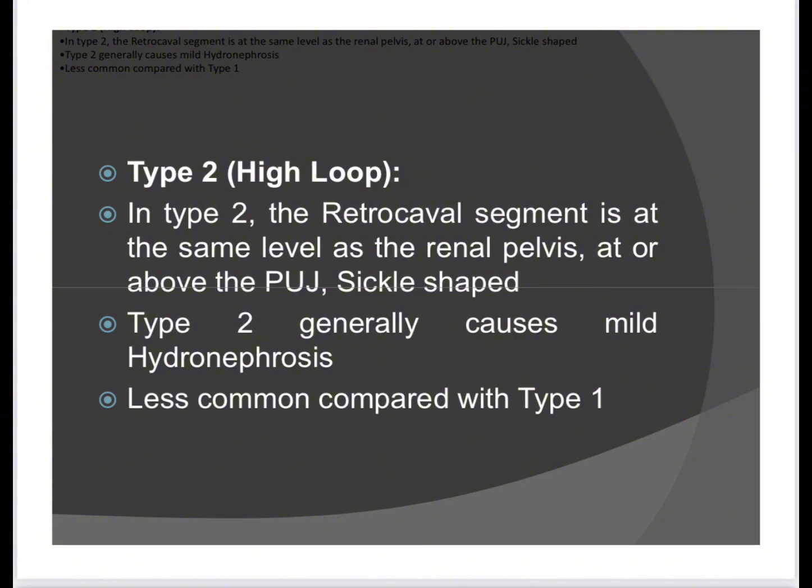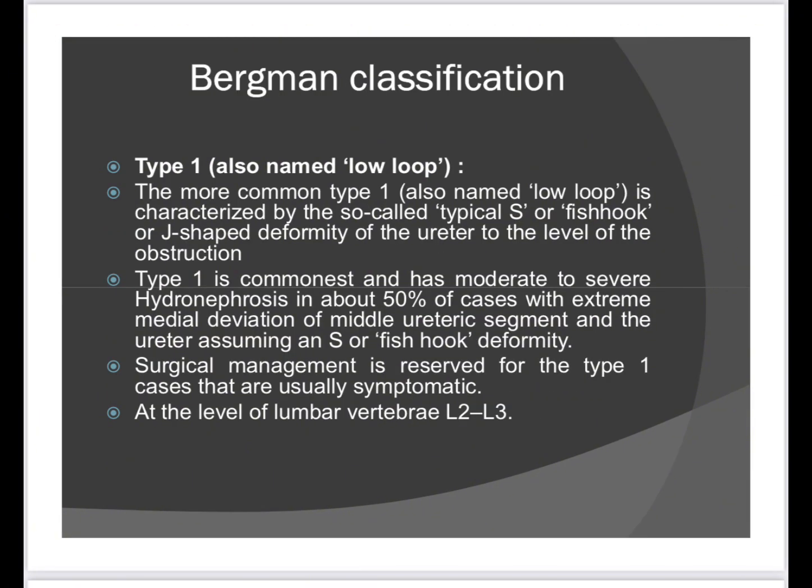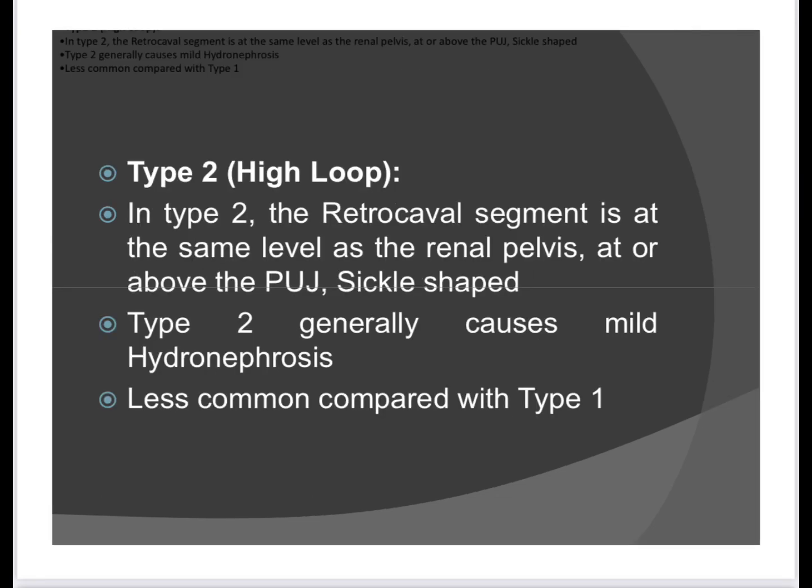And one other thing which is important, this was also all about the classification: type 2 is a high loop, and that is called sickle shape. This is less common and there is mild hydronephrosis. But type 1 is a low loop. This is also called J-shaped, typical S-shaped or fish hook deformity. This is the commonest one. There is a moderate to severe hydronephrosis, and much of the time it needs surgical management, and it involves the mid ureter at the level of lumbar vertebra L2, L3.